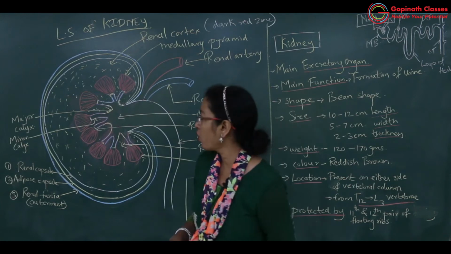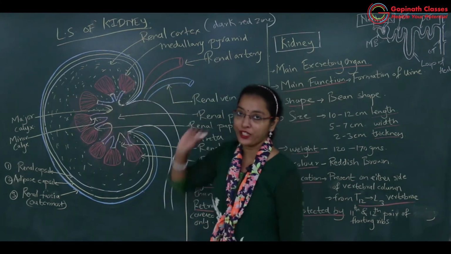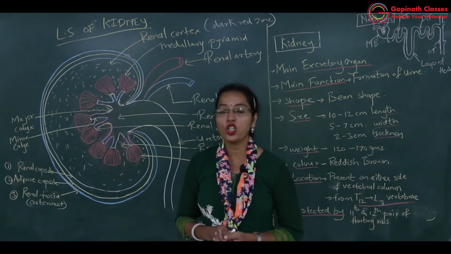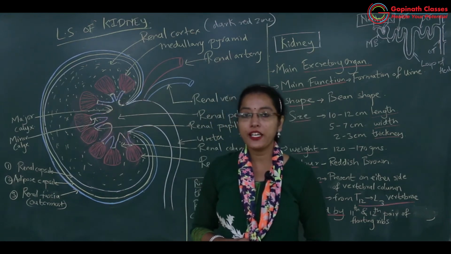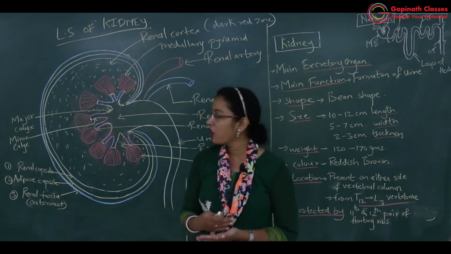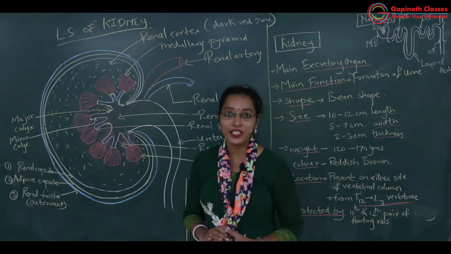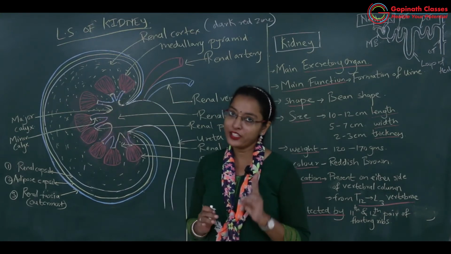So here I have drawn a diagram of the LS of the kidney. LS means what? Longitudinal section. If we cut the kidney in a longitudinal way, you will get a view like this. Inside the kidney, you can see there are two regions.